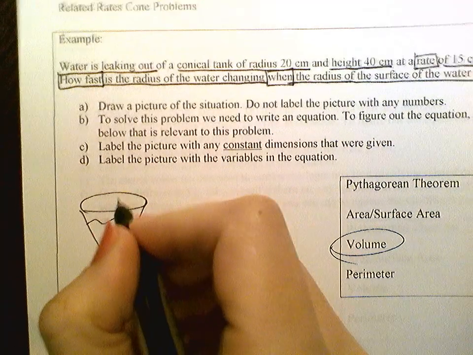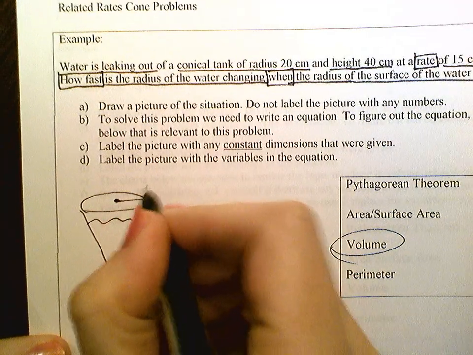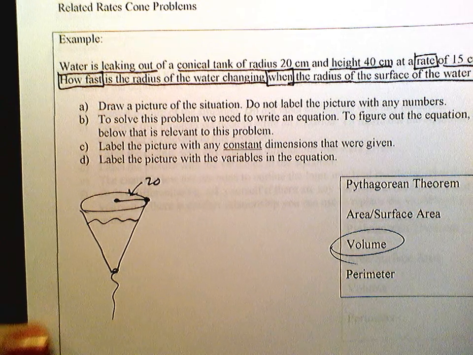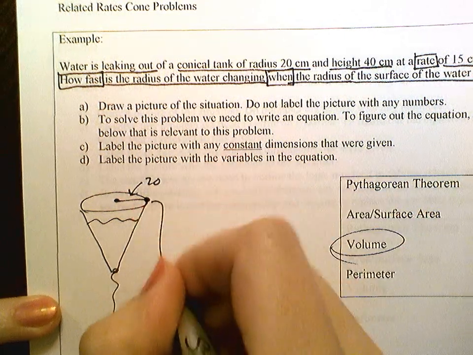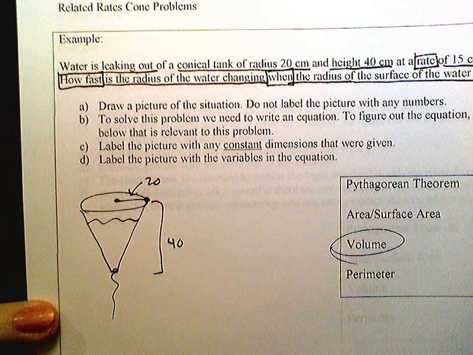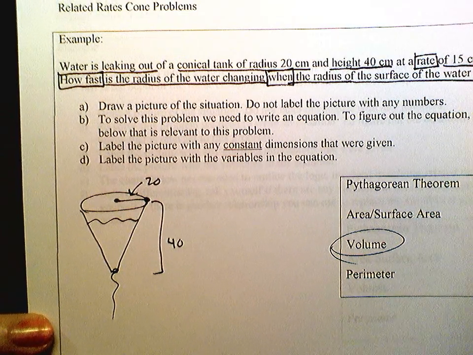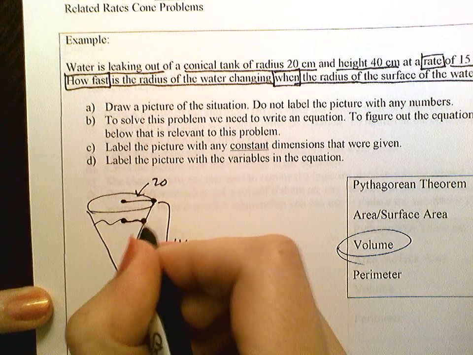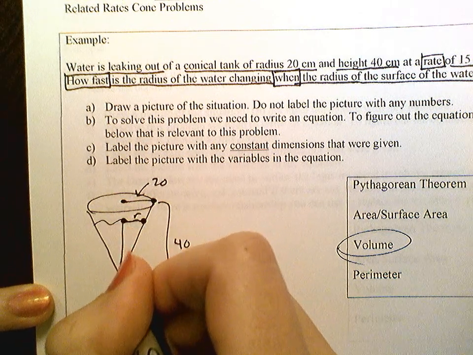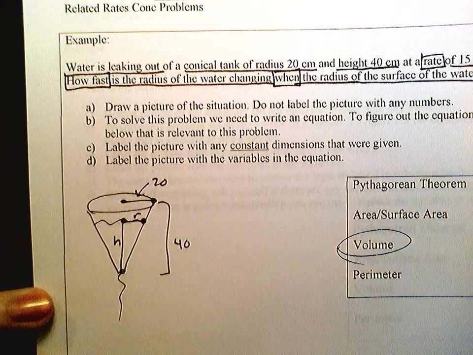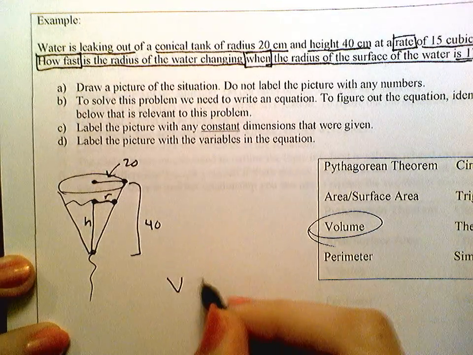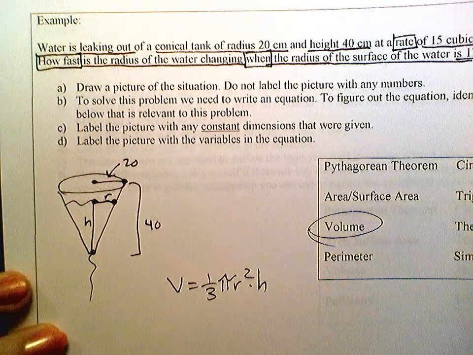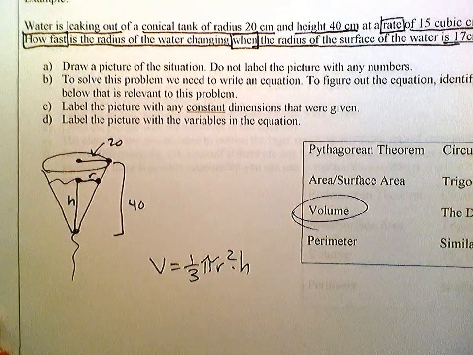Okay, the tank has a radius of 20 centimeters. I don't put the units in when I'm labeling a picture. And a height of 40 centimeters. And then we've also got the radius of the surface of the water. That's a variable. That's r. And then the height. And so we've got V equals 1/3 pi r squared h. You need to know that formula.